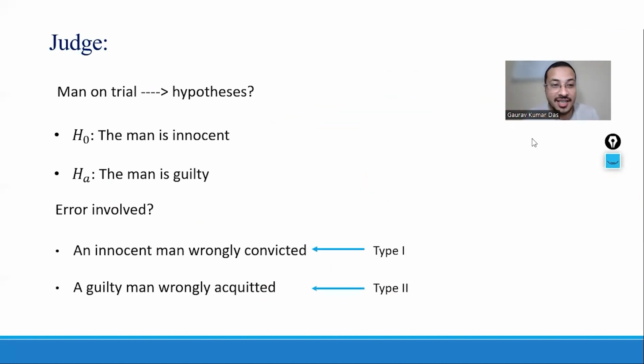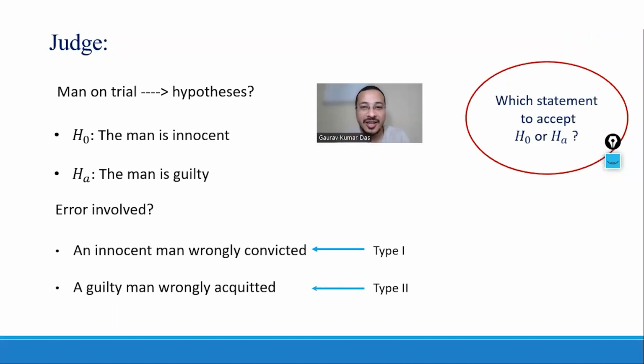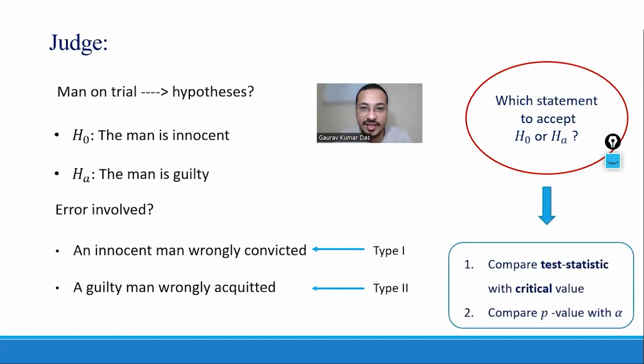Now the main question is, how do we make the decision? Which one to accept? The null hypothesis or the alternate hypothesis? And we do that with a very simple comparison. Either we can compare the test statistic with a critical value, or we can compare the p-value with alpha. Okay, now what are these values? P-value, alpha, test statistic, critical value. That is what we are going to slowly learn in the next few slides.